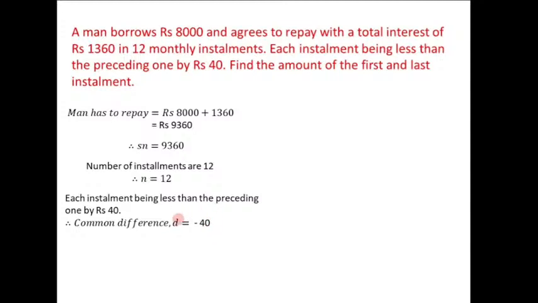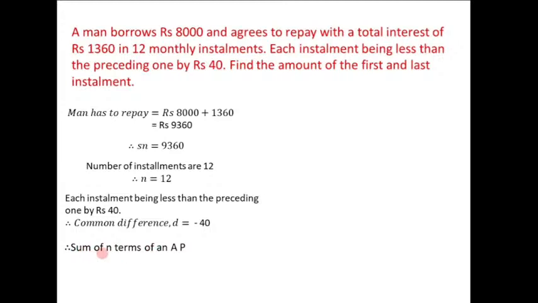Now one thing we should note here is that we cannot take d is equal to 40. If it were that each installment is more than the preceding one by 40, then in that case we could take d is equal to 40. But here it is given that each installment is less than the preceding one by rupees 40. That's why we should take d is equal to minus 40. So that is the common difference. And from that we have to find the first term.